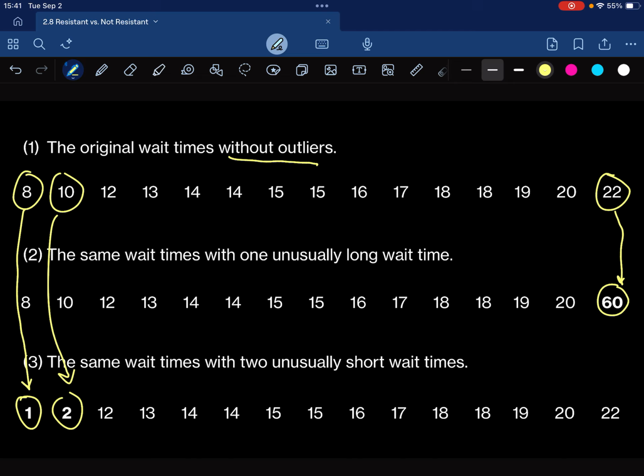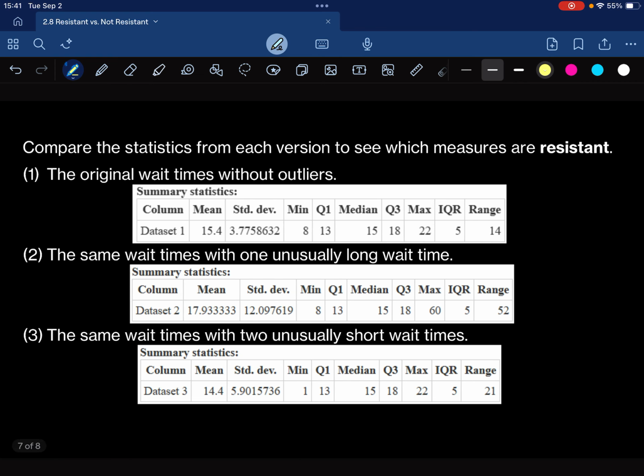I take this data and plug it into StatCrunch and say, hey StatCrunch, what are the summary statistics for this? The first one I want to point out is the median, which is our measure of center, is 15 in the first data set, but it's also 15 in the second data set and in the third data set. So it doesn't change whether I have these unusual data points or not.